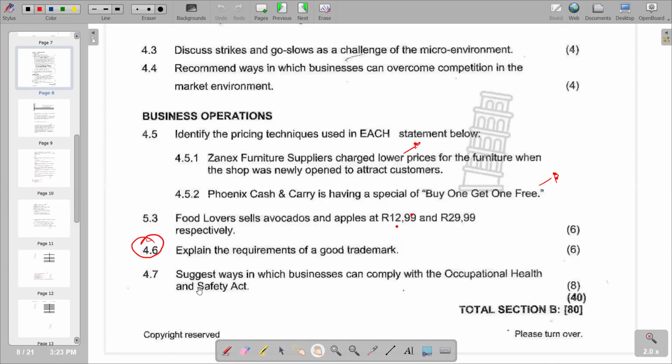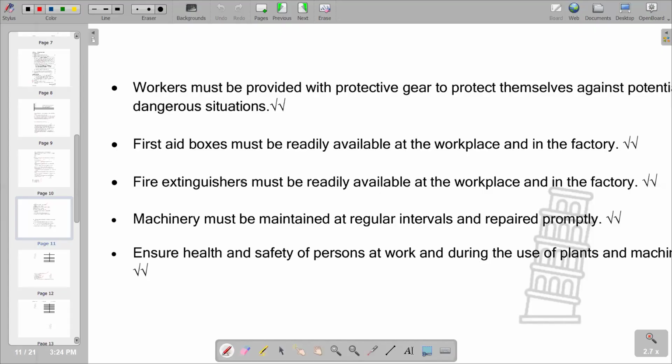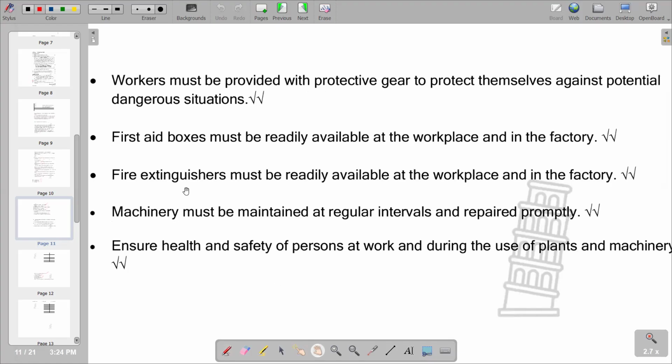Then on the last part of our question, suggest ways in which businesses can comply with the Occupational Health and Safety Act. So to comply with the Occupational Health and Safety Act, workers must be provided with protective gear to protect themselves against potentially dangerous situations. And also, first aid boxes must be readily available at the workplace and in the factory. And then on the third point, fire extinguishers must be readily available at the workplace and in the factory.